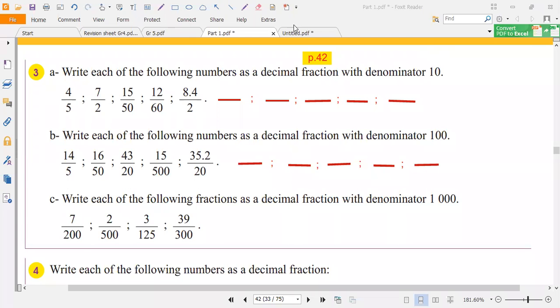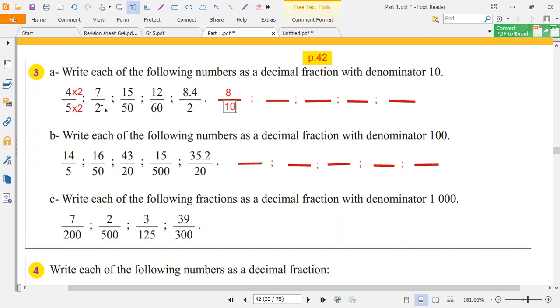Hello, in this video we'll do exercise 3, page 42. Write each of the following numbers as a decimal fraction with denominator 10. 4/5, we have to make the denominator 10. So 5 times what is equal to 10? 5 times 2. So we multiply this fraction by 2. 4 times 2, 8. 5 times 2, 10.